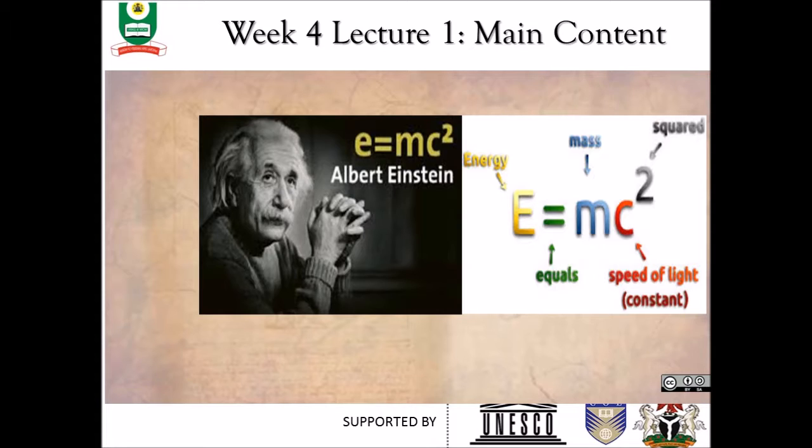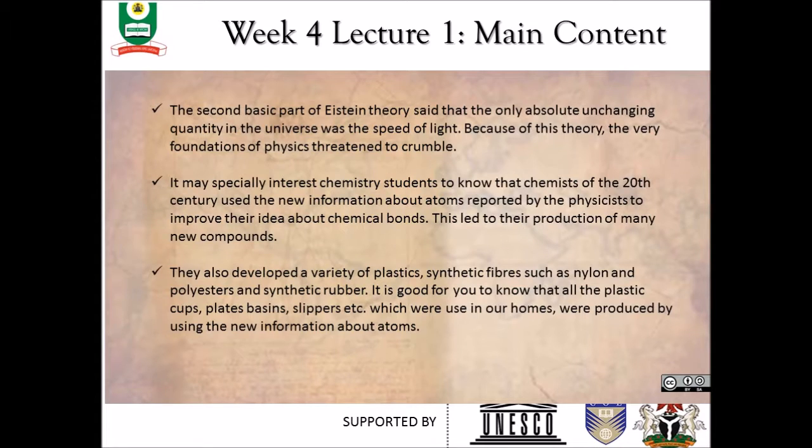But there's a man sitting opposite you, and relative to him, you are not moving at all. I mean, judging by that man that is sitting beside you, it shows that you are not moving at all. That is the first basic part of Einstein's theory. The second basic part of his theory said that the only absolute unchanging quantity in the universe was the speed of light. Because of this theory, the very foundation of physics threatened to crumble.